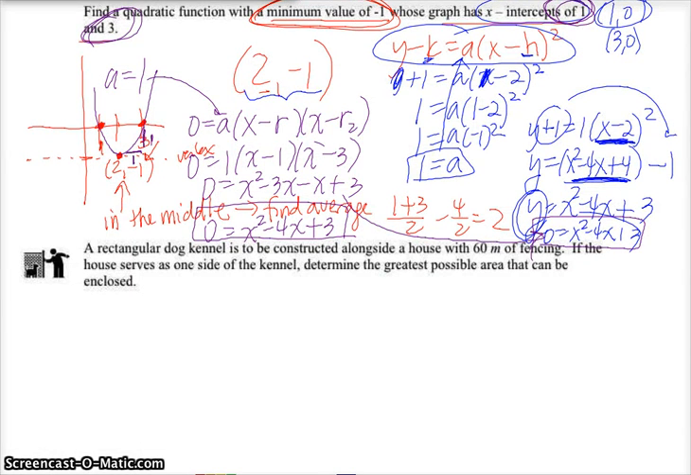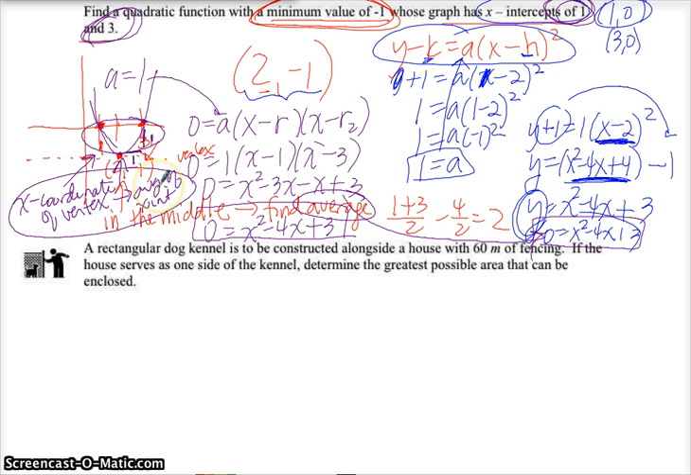But notice here, one of the keys, I hope you got through this, is that your vertex is always going to be in between the two zeros, the two places where the graph crosses the x-axis. Your vertex is always in between them, so how do you find it? You find the x-coordinate of the vertex by taking the average of the x-intercepts. So the x-coordinate of the vertex is equal to the average of the x-intercepts.